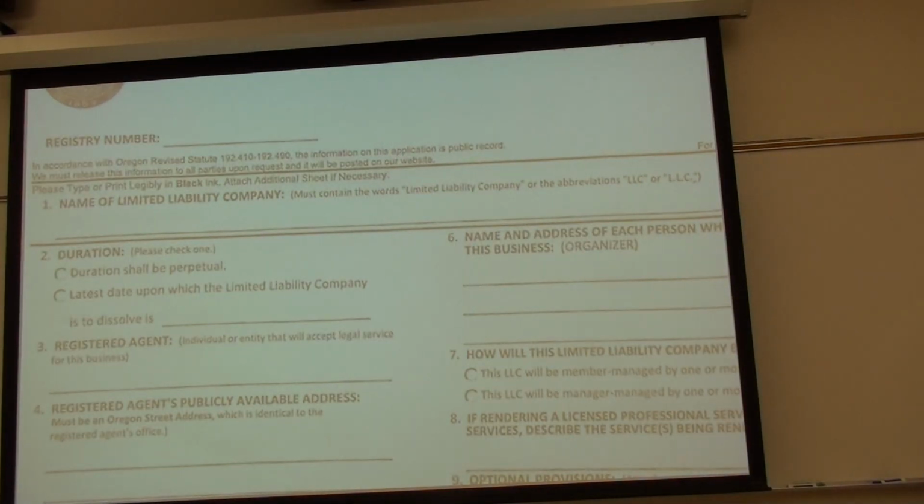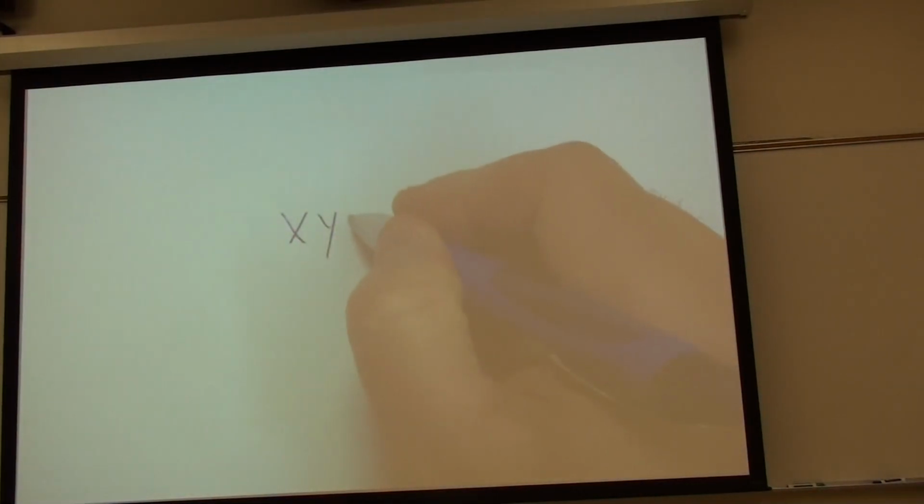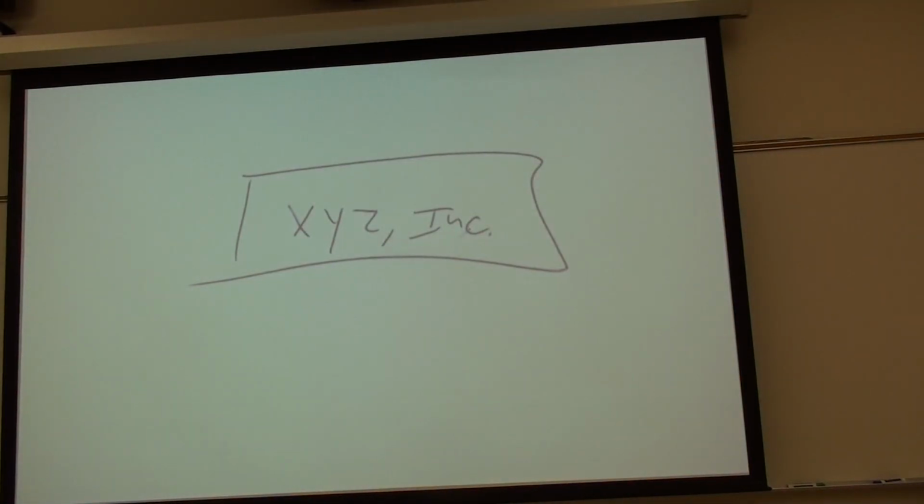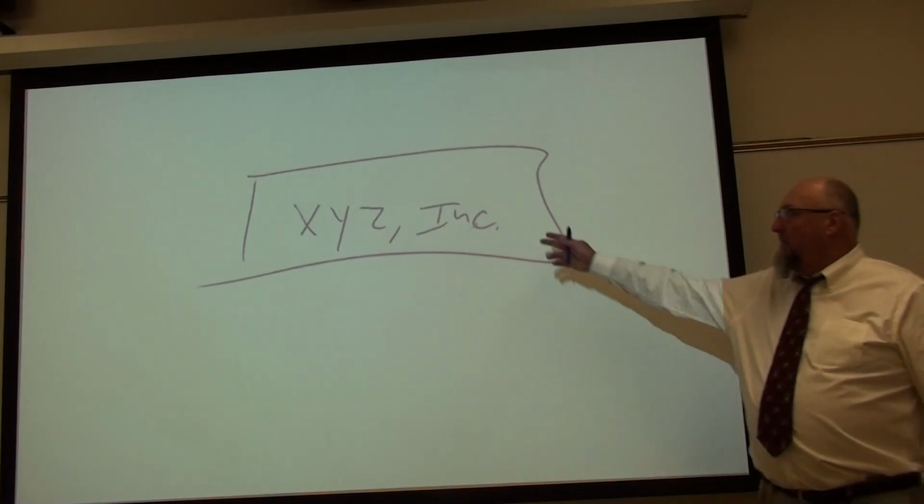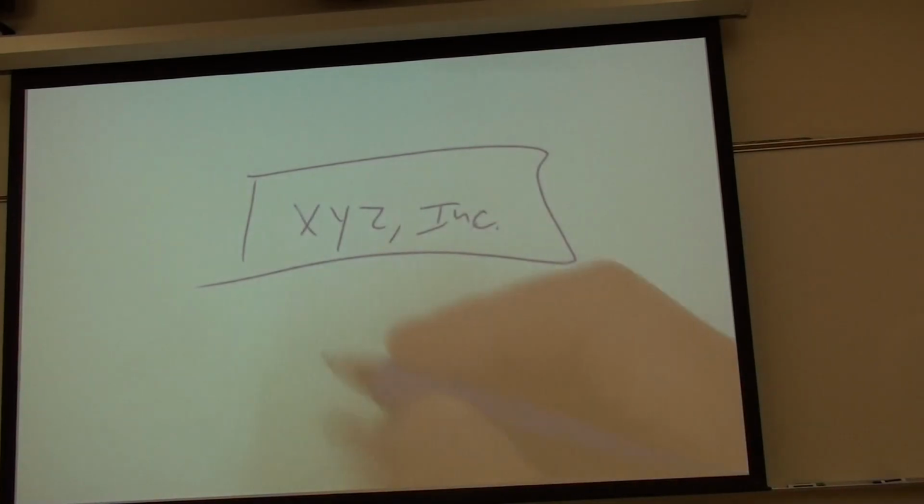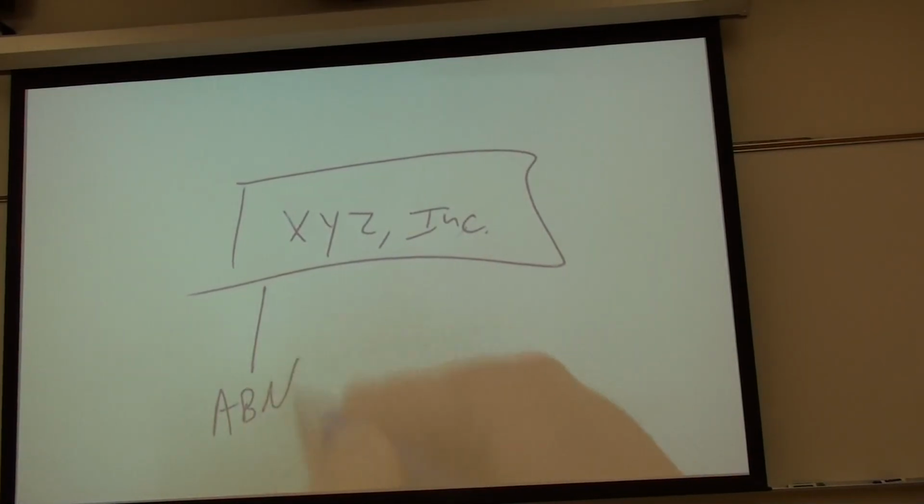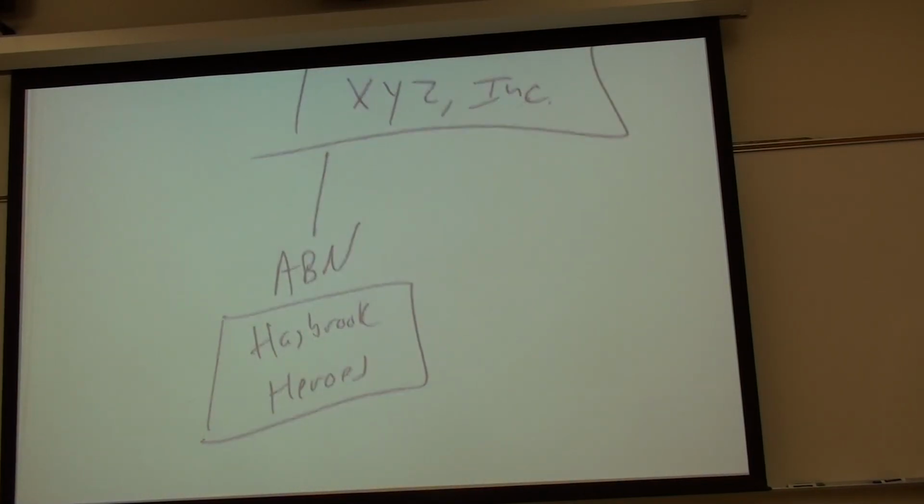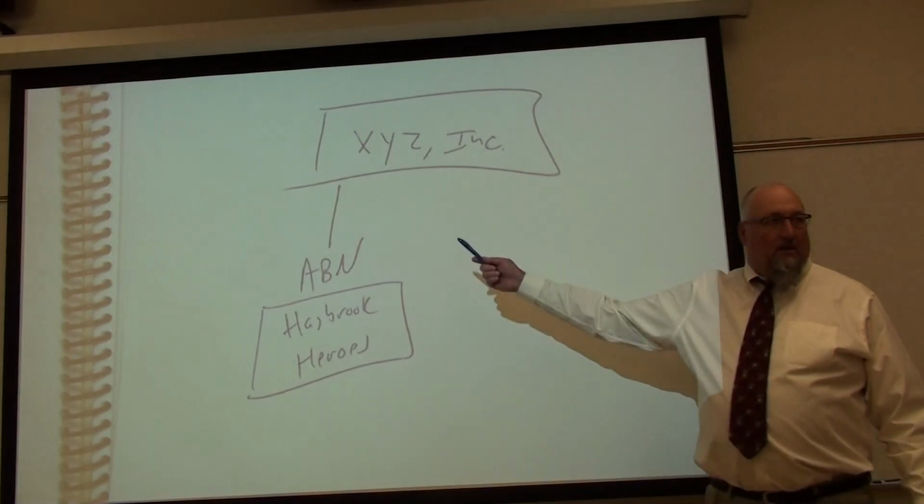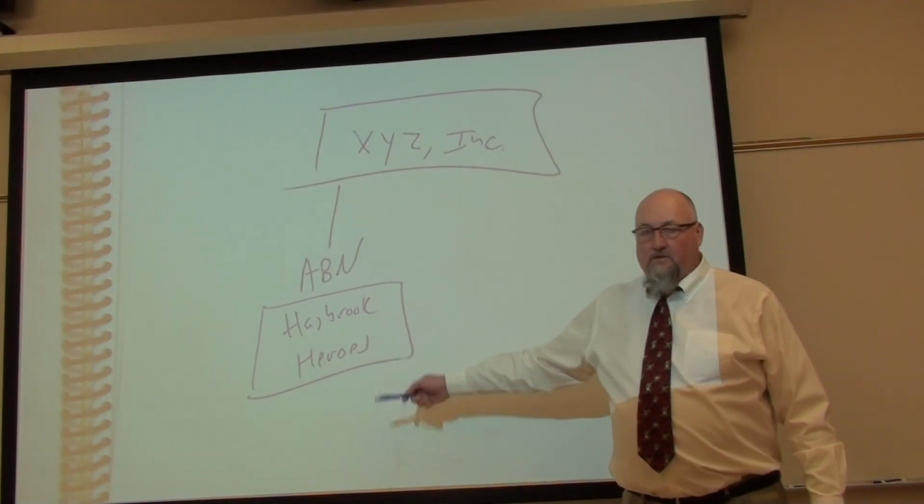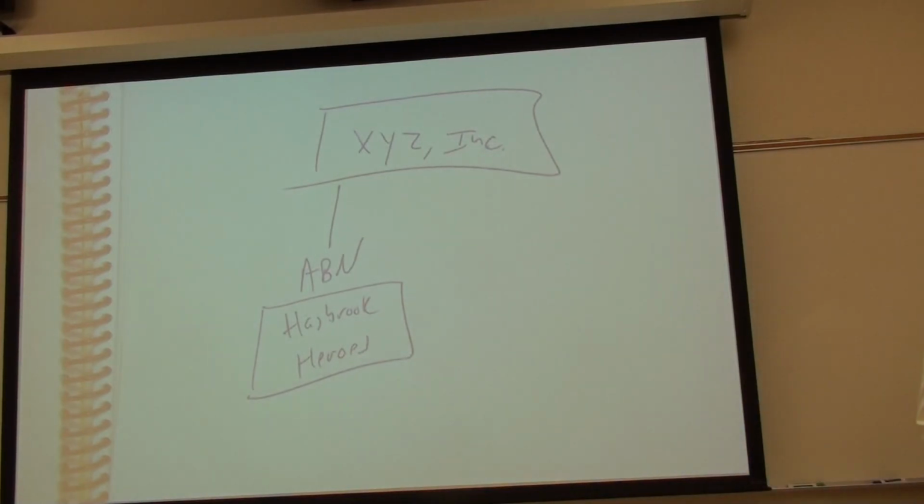So what do you do? This is where you use ABNs. So maybe I start a business, a corporation or an LLC. This can be my restaurant. So I will start it as XYZ Incorporated, and then I will register an assumed business name for Hasbrook's Heroes. And now I don't have to have that Inc. or LLC on the end. I can just use the name Hasbrook's Heroes, or whatever business name you want to use.